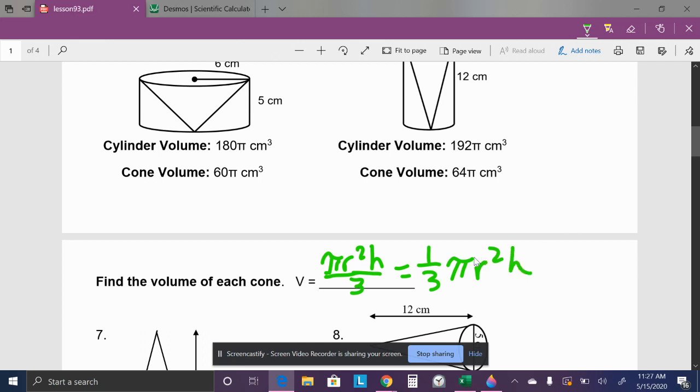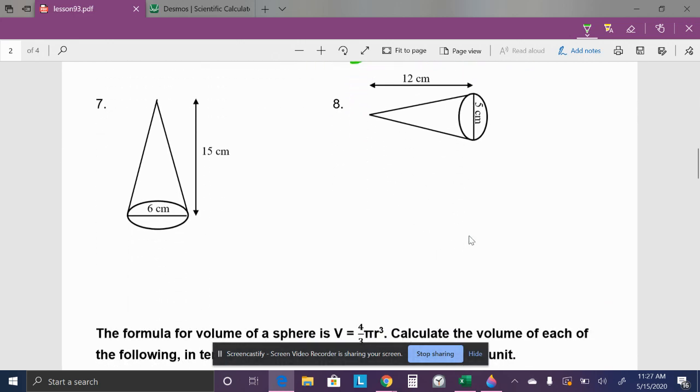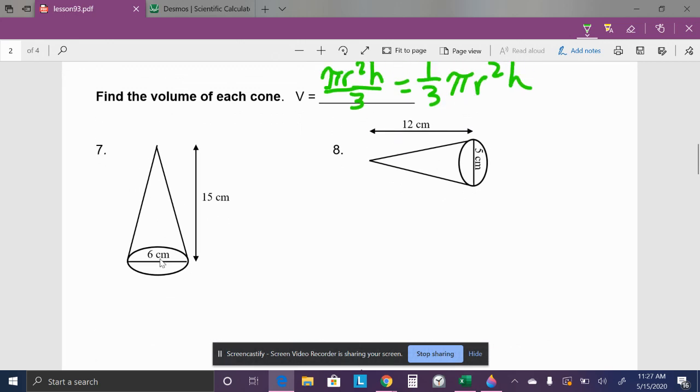I'm going to be using this formula when I put in my calculator. It just looks neater. Okay? So in the first one, we don't know the radius, right? We know the diameter is 6, the radius is 3. So when I plug that in my formula, it's 1/3 pi times 3 squared. And then the height is 15. So I'm going to put in the 15 in parentheses also.